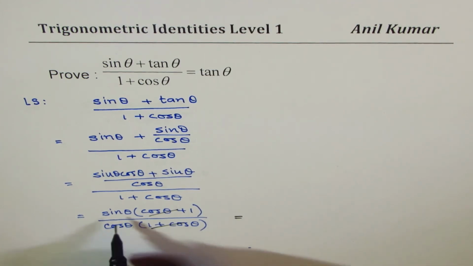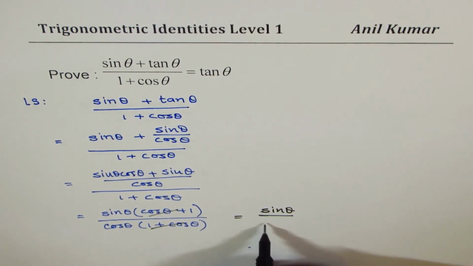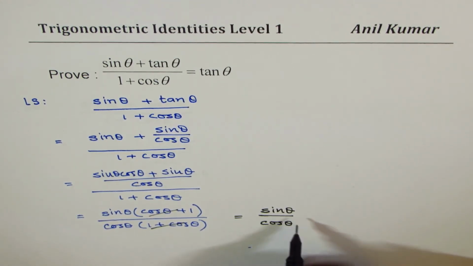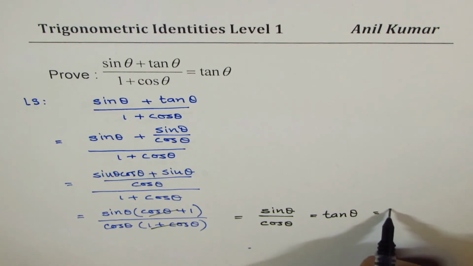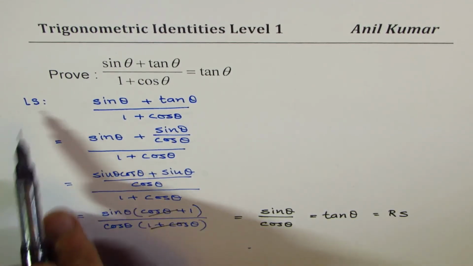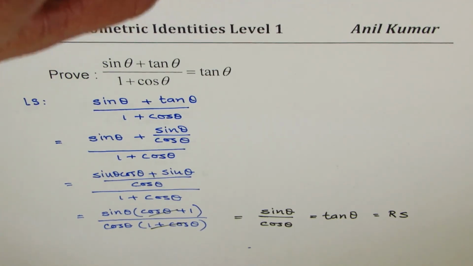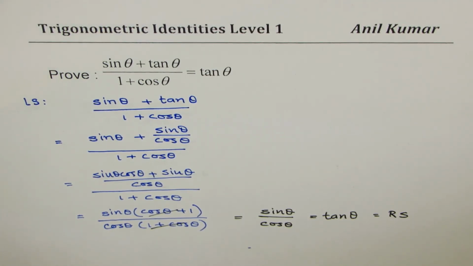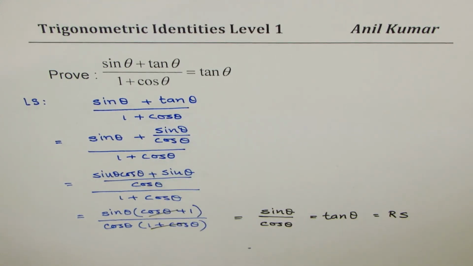What do we get? We get sine theta over cosine theta, and that is indeed equal to tan theta, correct? Which is the right side. So we began with the left side and got the right side. That is how we prove the identity. The only strategy which we have applied here is to write tan as a ratio of sine and cosine.